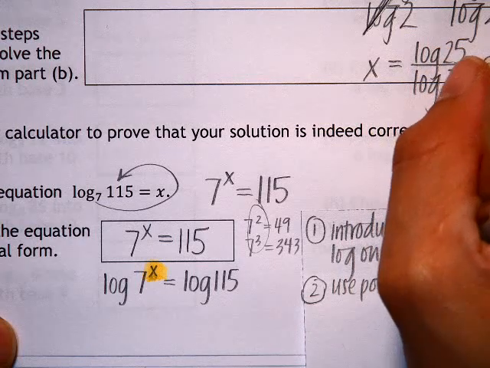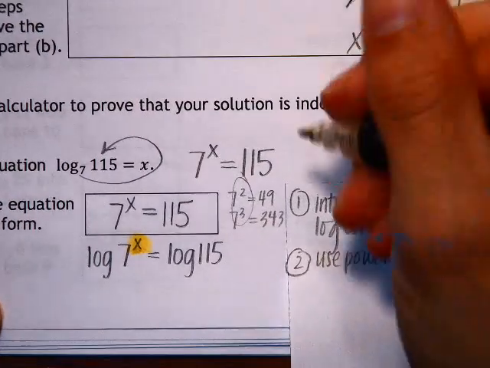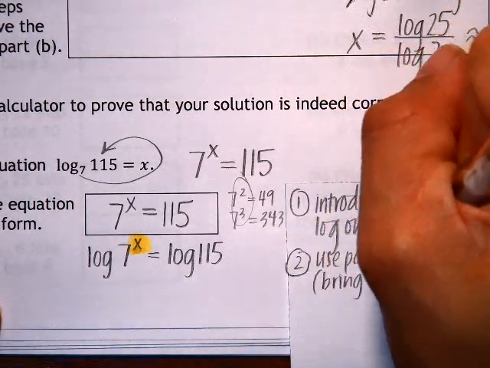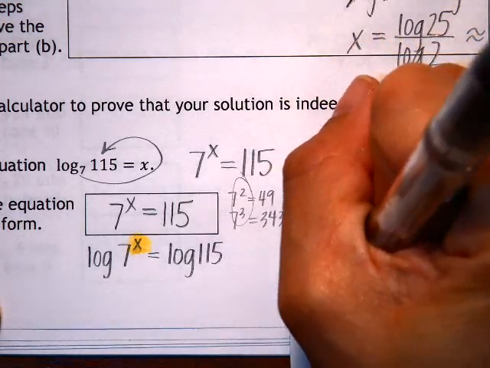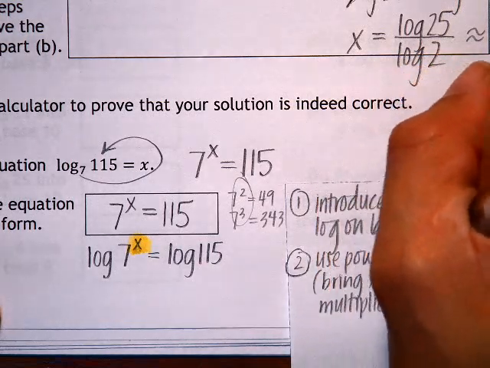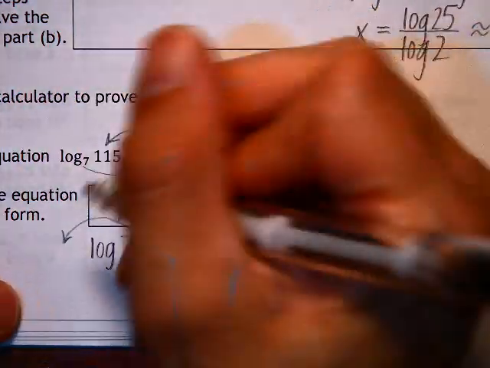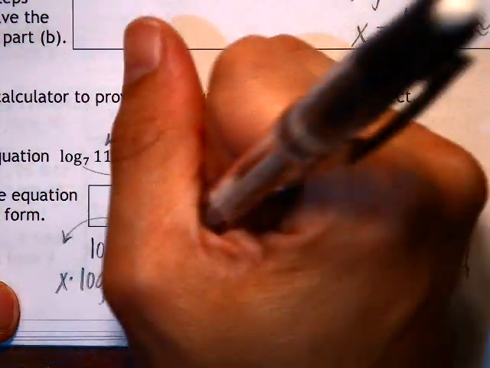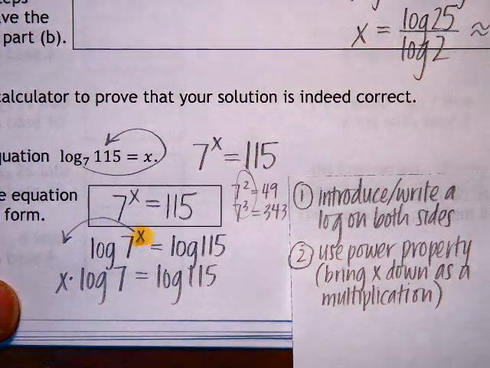And again, I want to make sure that my verbiage here is actually helpful. So when I say use the power property, that means bring x down as a multiplication. So on the left-hand side of the problem, I'm going to bring x down to the front as a multiplication. It will say x times log 7, and then equals log 115 on the other side.